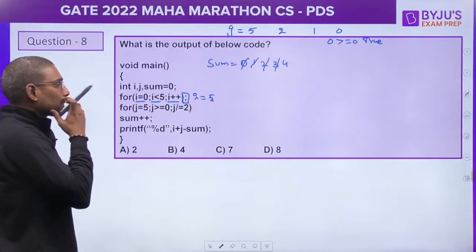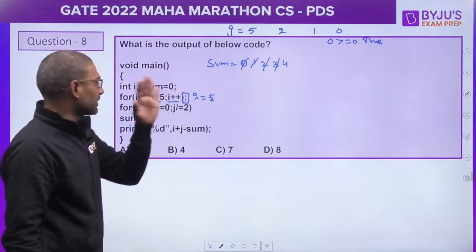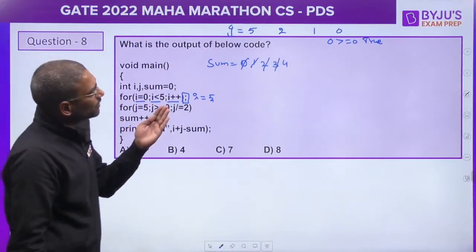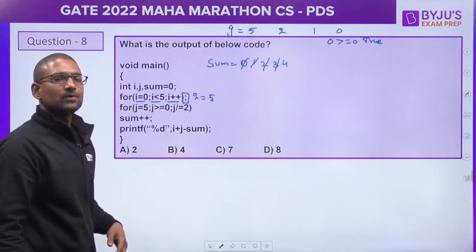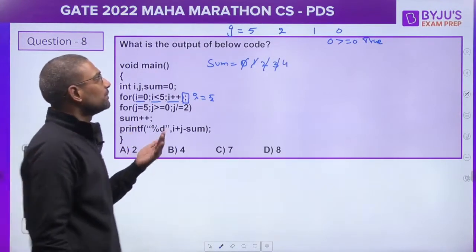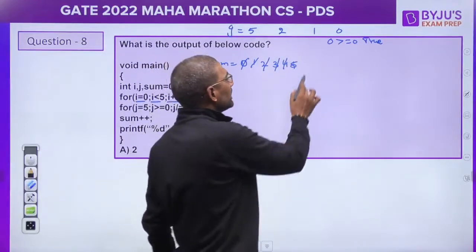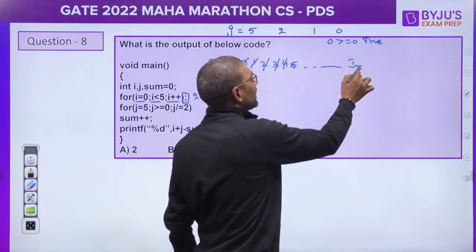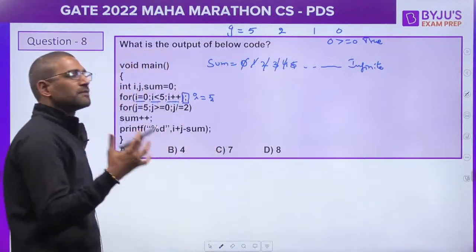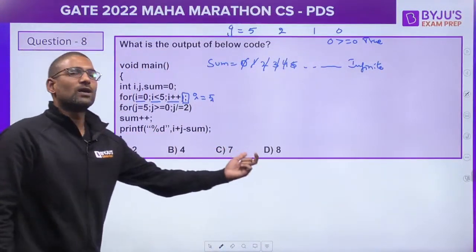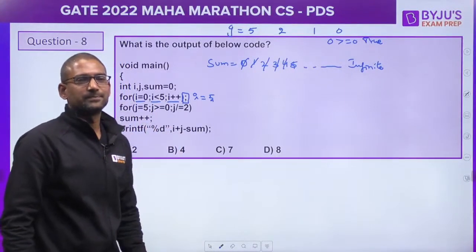Now j becomes 0 divided by 2, 0, greater than or equal to 0 again. 0 greater than or equal to 0, true, sum will be 5. Like this, how long does it end? Infinite times. It goes on infinite times. So what will you get? You will get the answer as infinity.